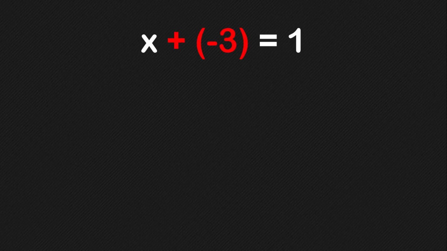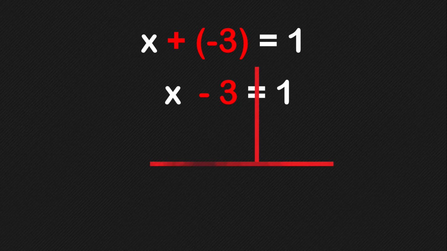If we go back to our example 3 now, it should be a lot more doable and look a lot less intimidating. X plus negative 3 equals 1, we now know can be rewritten as x minus 3 equals 1. Now that we can see this is just a subtraction problem, we can do the inverse operation of subtraction, which is addition, and we can just add 3 to both sides of the equation.